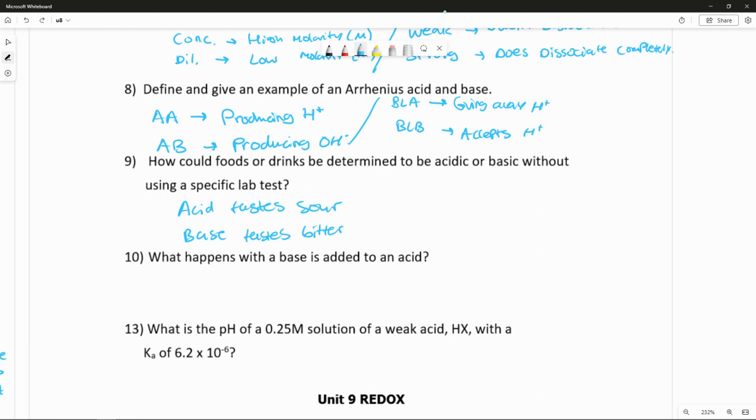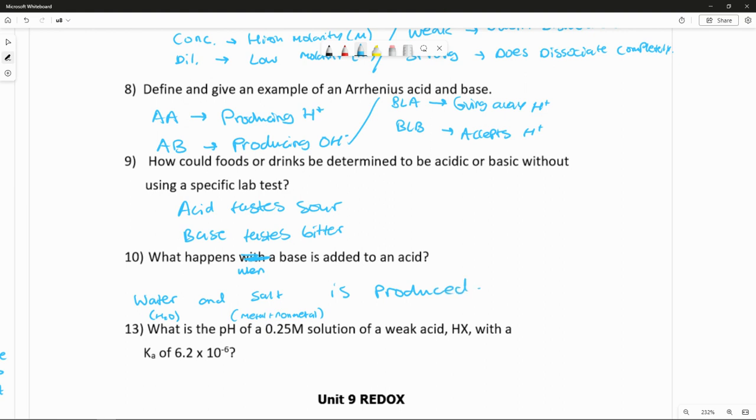And what happens when a base is added to an acid? Two things are produced. Water is produced, H2O, and a salt, which is a metal plus a nonmetal, so basically an ionic compound. The salt is not like NaCl, like table salt. It's just another word for metal plus nonmetal.